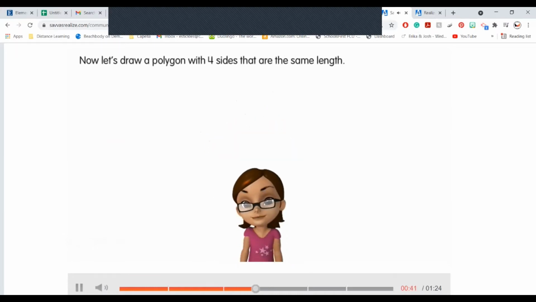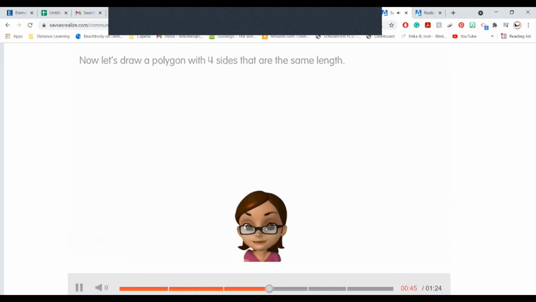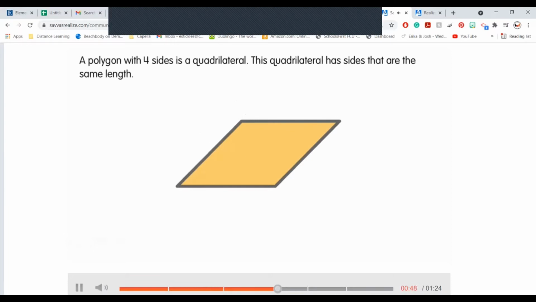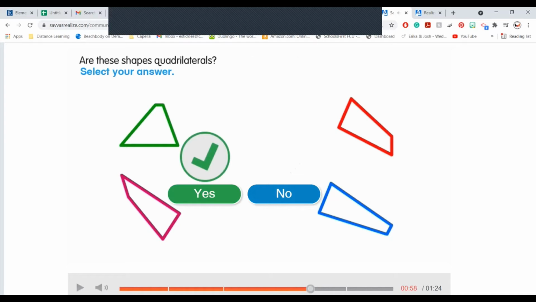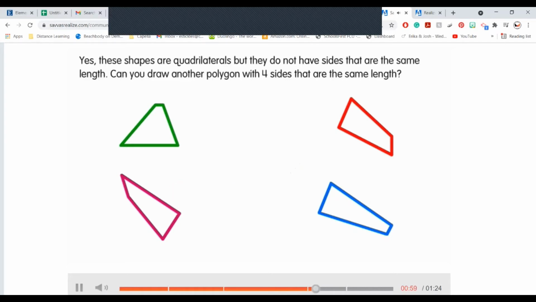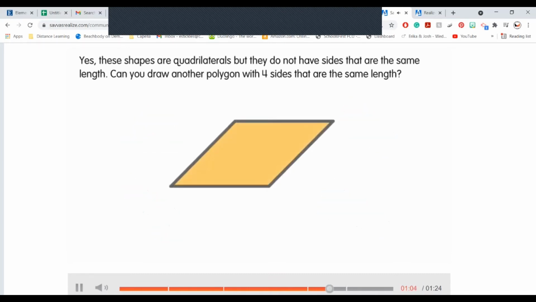Now let's draw a polygon with 4 sides that are the same length. A polygon with 4 sides is a quadrilateral. This quadrilateral has sides that are the same length. Are these shapes quadrilaterals? Select your answer. They are quadrilaterals because they all have 4 sides. Yes, these shapes are quadrilaterals, but they do not have sides that are the same length.